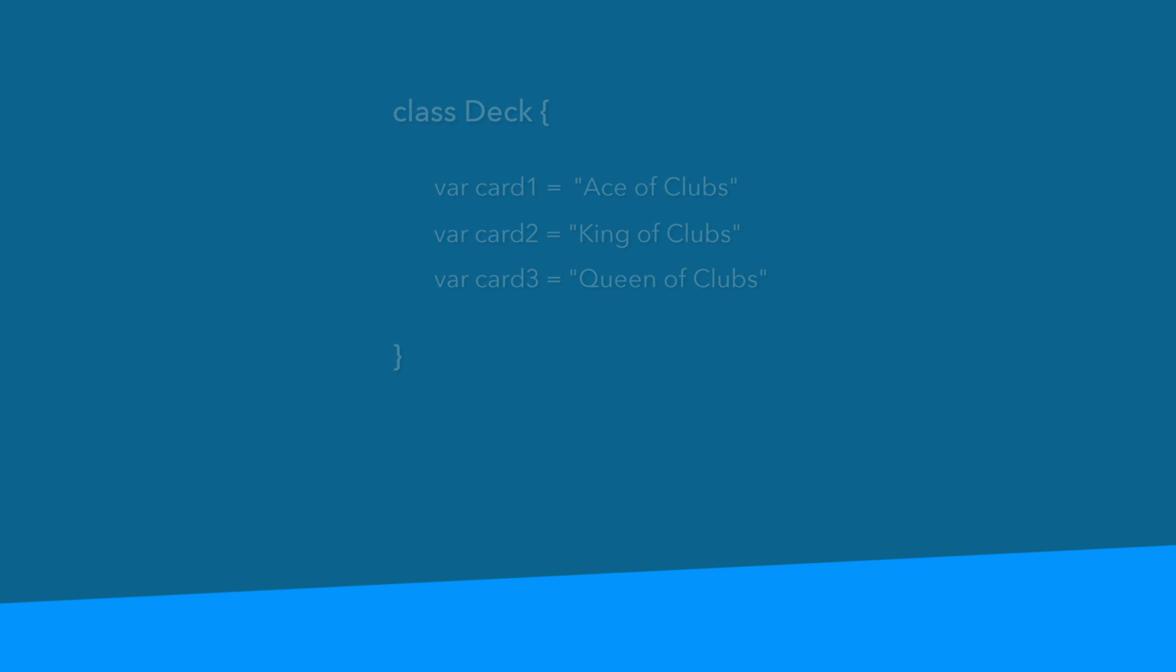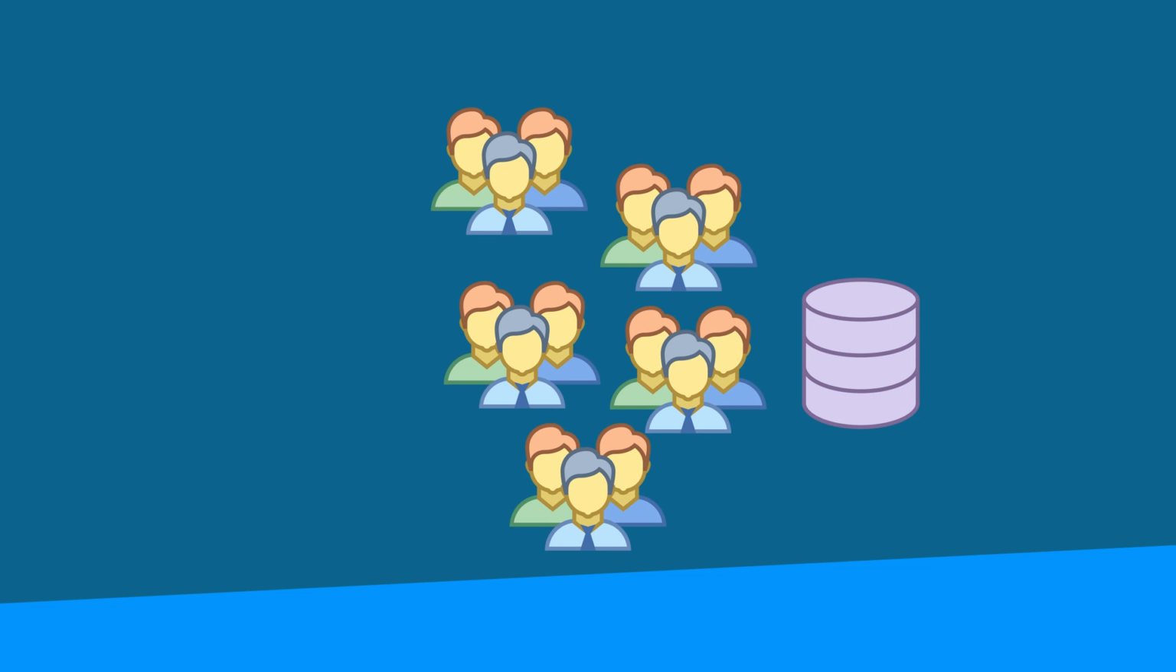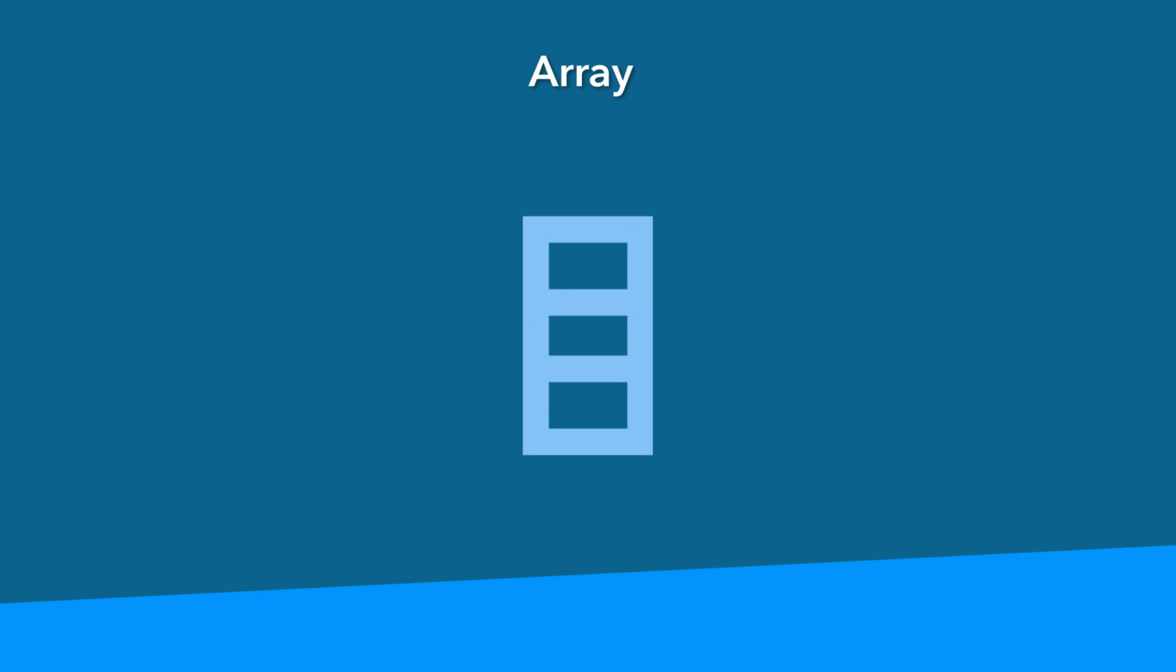What if you had to keep track of thousands of people in an employee database? You can't just create a variable or constant to keep track of each employee. Swift has some collection types that can be used to handle collections of data. An array is one of these collection types. Let's see how we can use an array with our playing cards example.